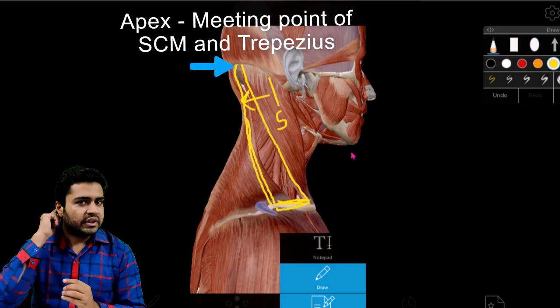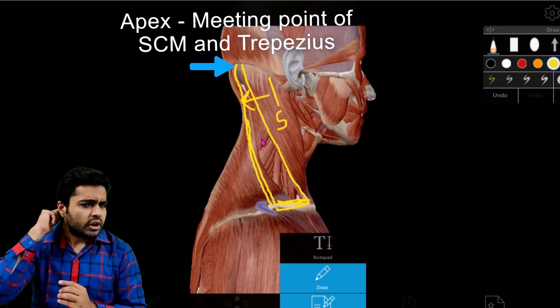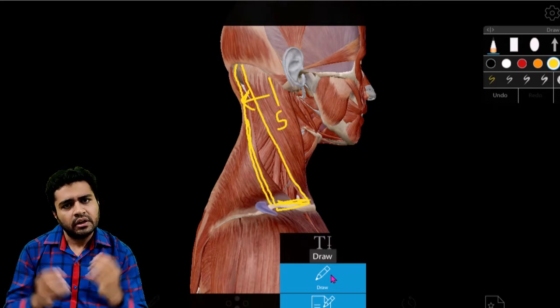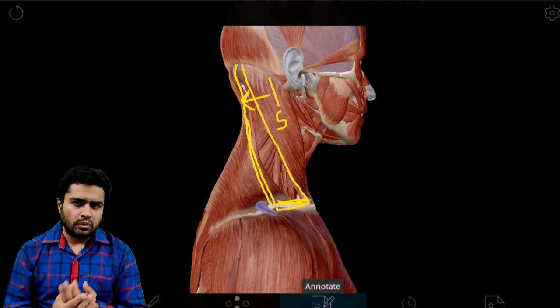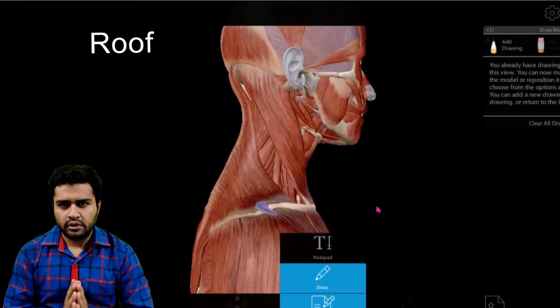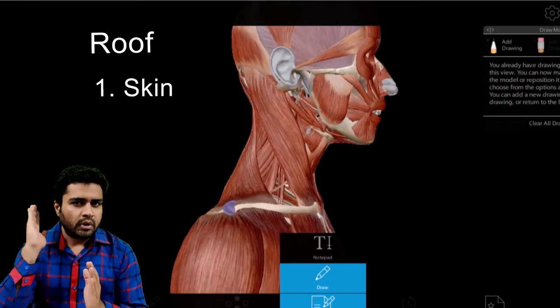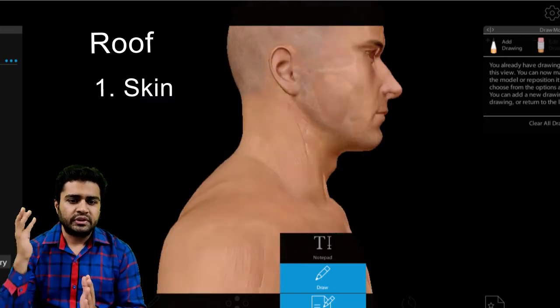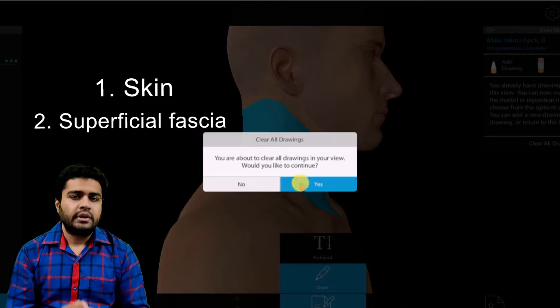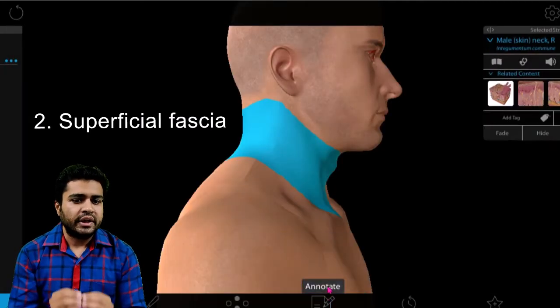Here, at the superior nuchal line, the sternocleidomastoid and the trapezius muscle meet. Now, what is present in the roof of the posterior triangle? Just remember from outside to inside: first skin, then the superficial fascia, and it also contains the nerves and the veins.